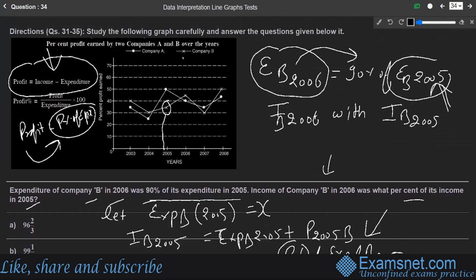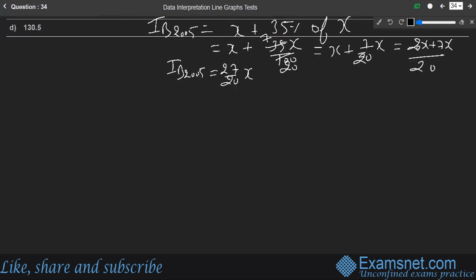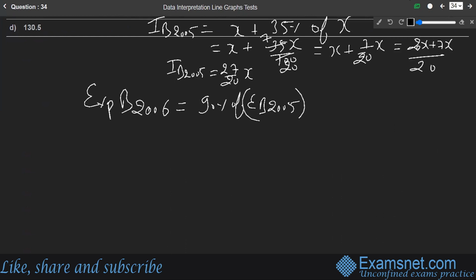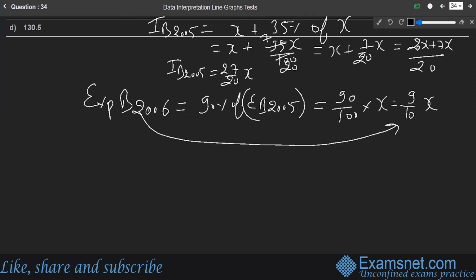What he has said, see, income of B in 2005 we have calculated. Now we have to find out the income of B in 2006, but income of B in 2006 will be related with expenditure of B in 2006. The expenditure of B in 2006 can be found out by using this connection, 90% of expenditure of B in 2005. So expenditure of B in 2006 is written as 90% of expenditure of B in 2005, which we have assumed to be 9x. So it becomes 90 by 100 of 9x, which can be written simply as 9 by 10x. So that is the expenditure of B in 2006, 9 by 10x.